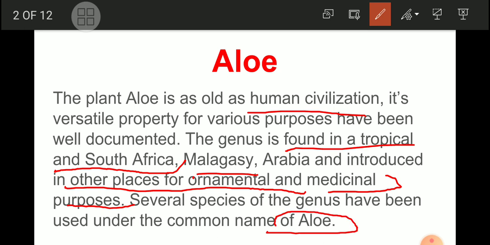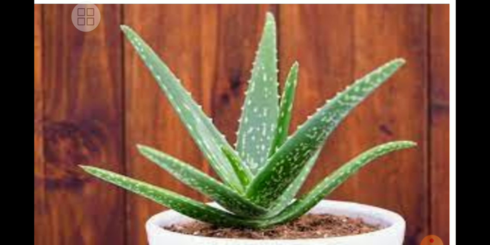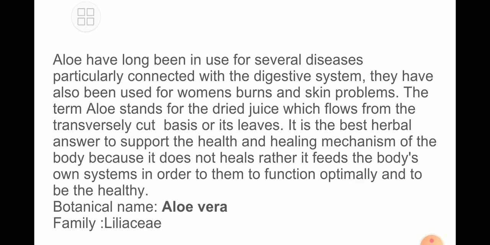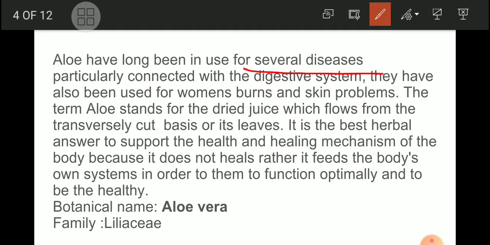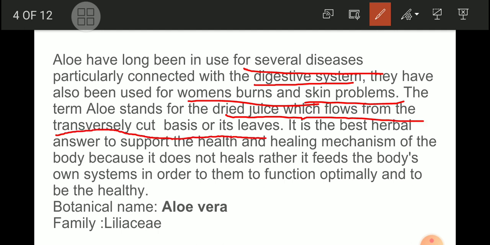Now this is a picture of aloe cultivated indoors as an indoor plant, isn't it? Aloe has long been in use for several diseases, particularly connected with the digestive system. They have also been used for burns and skin problems. The term aloe stands for the dried juice which flows from the transversely cut bases of its leaves.